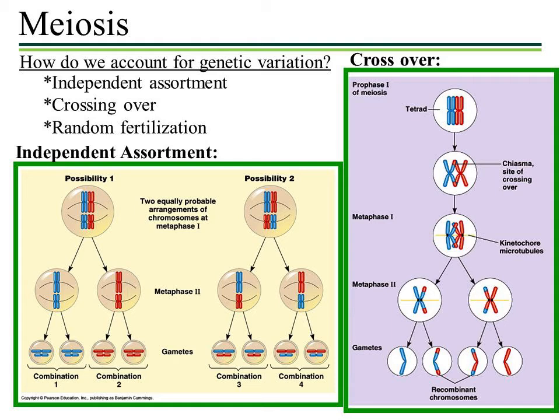This slide is a review of how we can account for genetic variation. We have the independent assortment of chromosomes, crossing over, and then random fertilization. And you can look at this slide and review each phenomenon. We'll look at each one more in depth in the following slides.